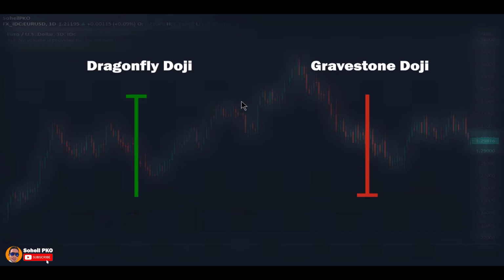Dragonfly doji and gravestone doji. Dragonfly doji is similar to cross doji, but here we don't have an upper shadow. Actually, the open, close, and high are equal. And gravestone doji is similar to inverted cross doji, but here we don't have a lower shadow, and the open, close, and low are equal. The interpretation, nature, and signals of dragonfly doji and gravestone doji are exactly similar to cross doji and inverted cross doji, so I don't repeat it here again. The only difference is that dragonfly doji and gravestone doji are more significant, and they are considered the ideal version of the cross doji and inverted cross doji.